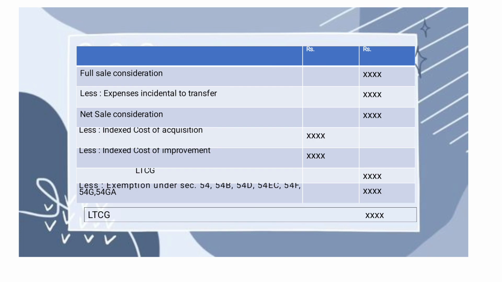After these two deductions from net sale consideration, we get long-term capital gain. From this long-term capital gain, we deduct some exemptions specified under the Income Tax Act. For long-term capital gain, some of the exemptions given are section 54, 54B, 54D, 54EC, 54F, 54G and 54GA. After deducting these exemptions, finally we get the taxable long-term capital gain.